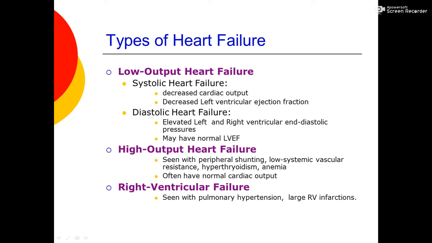The second one is high output heart failure. In high output heart failure, it can be seen with peripheral shunting and low systemic vascular resistance. There may be hyperthyroidism, anemia, and often a normal cardiac output. Right ventricular failure is seen with pulmonary hypertension and large RV infarctions.